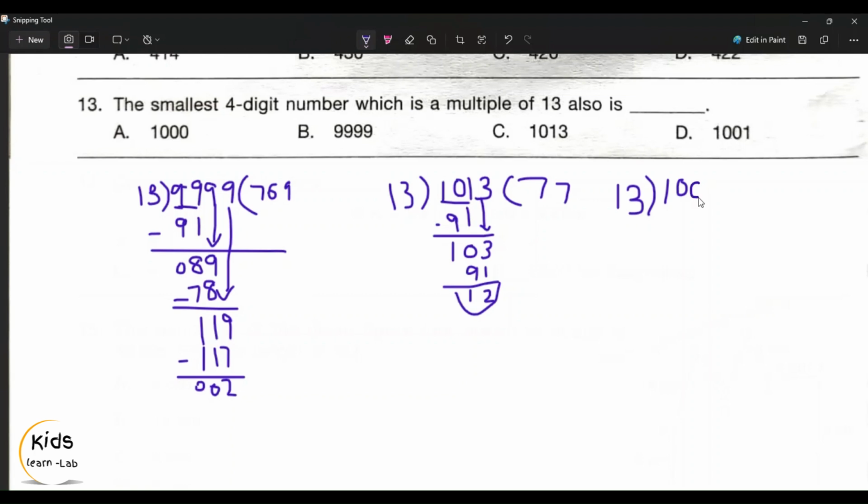Let's check with option D, 1001. So 13 sevens are 91. Take a borrow. It becomes 10. 10 minus 1 is 9. So 1 went borrow. So this becomes 9. 9 minus 9 is 0. 1 comes down. So it becomes 91. 13 sevens are 91. 1 minus 1 is 0. 9 minus 9 is 0. So leaving remainder as 0. So option D is the right answer, children.